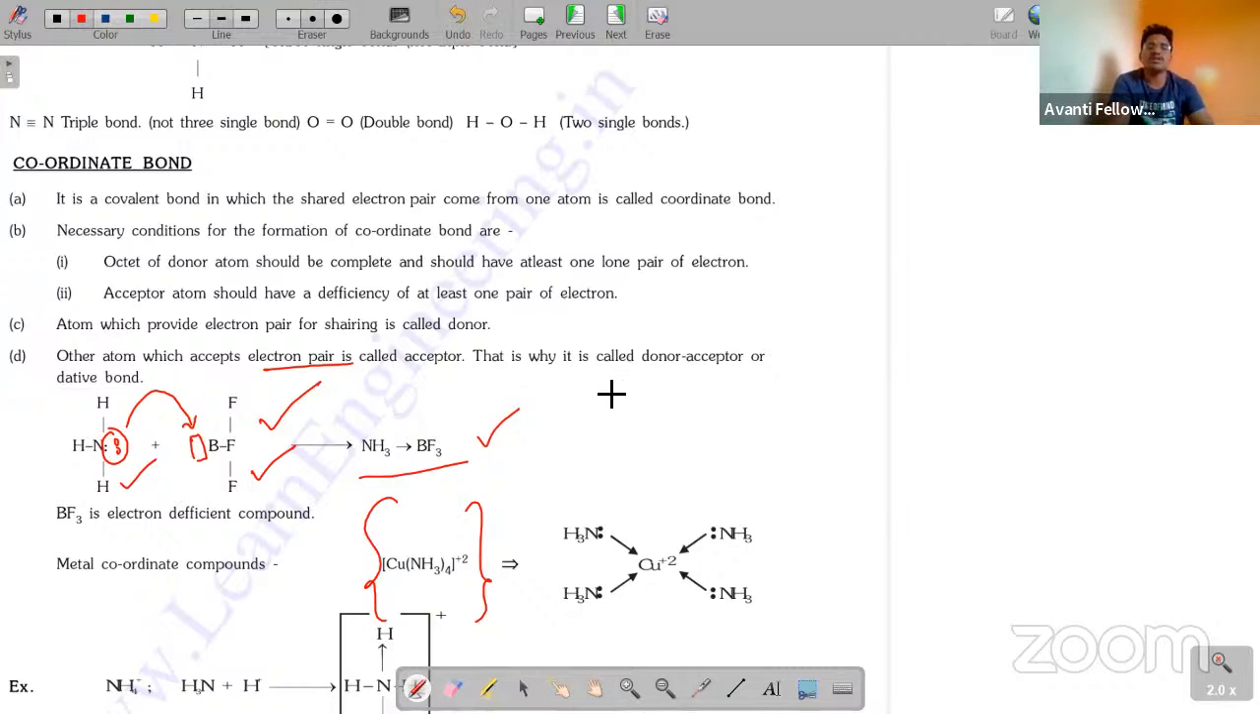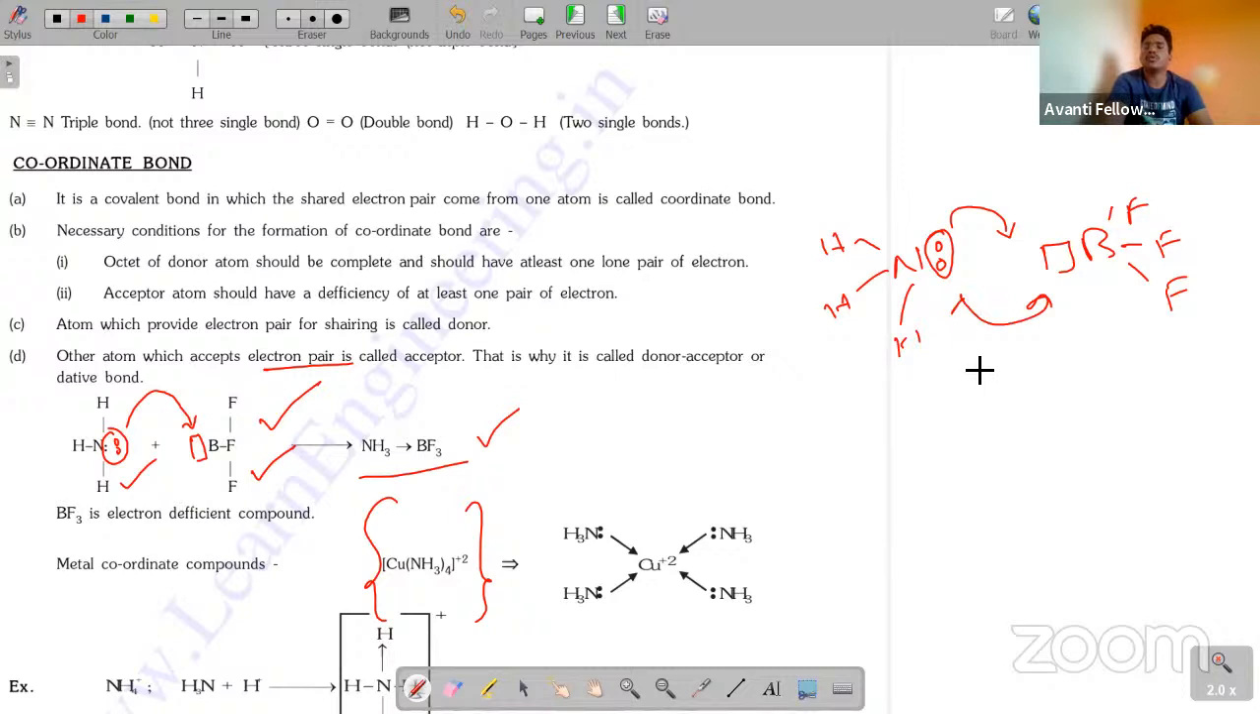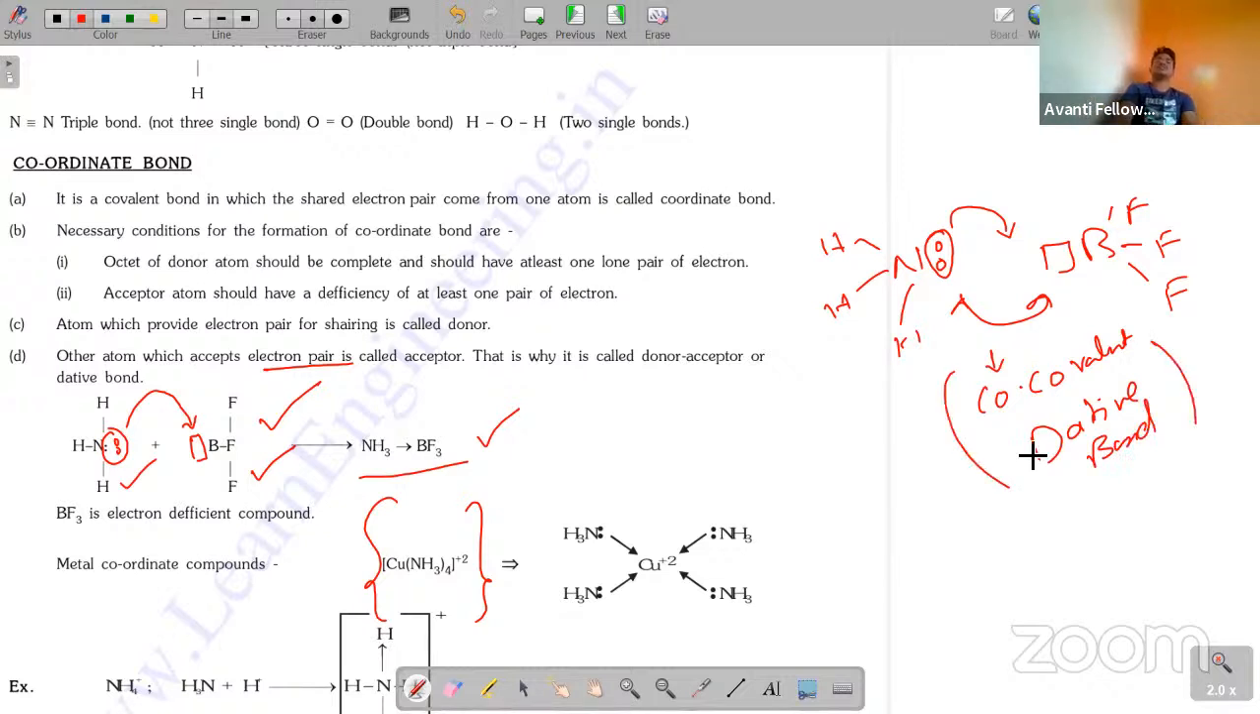Coordinate bonding is very simple: there is an atom ready to donate electrons, and there is an empty orbital. If you see here, ammonia is there, and boron trifluoride is there, and nitrogen is ready to share its lone pair of electrons. The bond forming between these two molecules is called a coordination covalent bond, or we can also call it a dative bond. It is where the molecule is ready to donate.